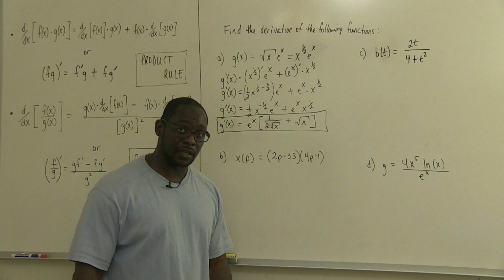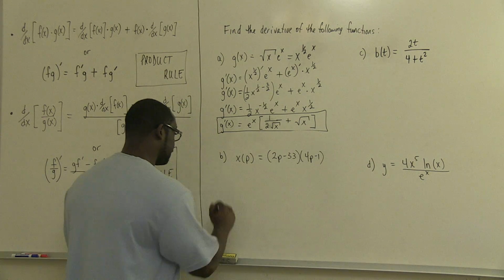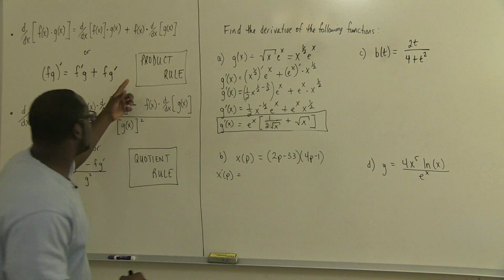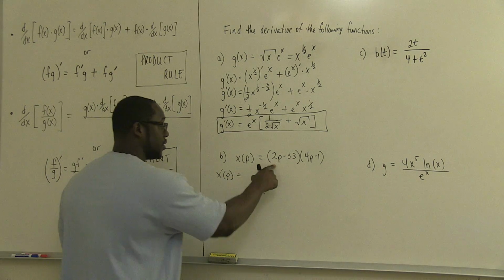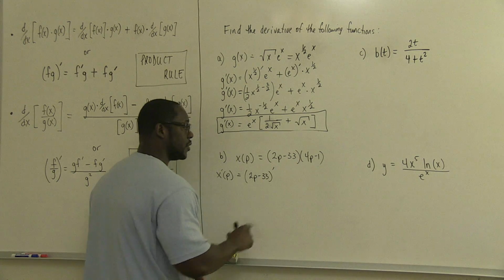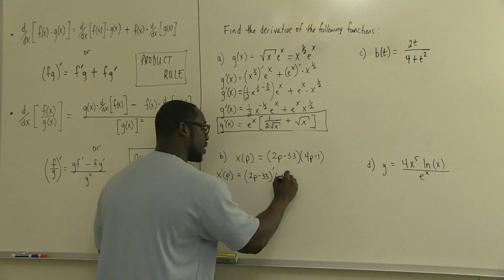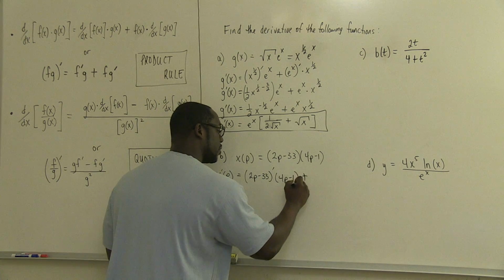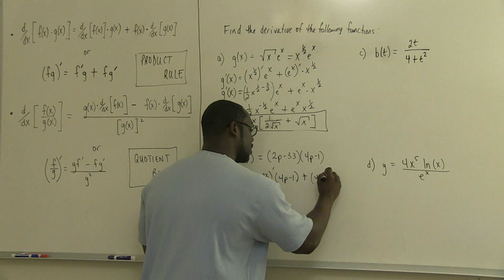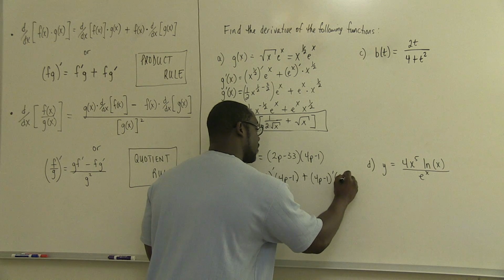since we have one function being multiplied by another function. So if we take the derivative of this, employing the product rule again, we take the derivative of the first function times the second, plus now we take the derivative of the second function times the first.